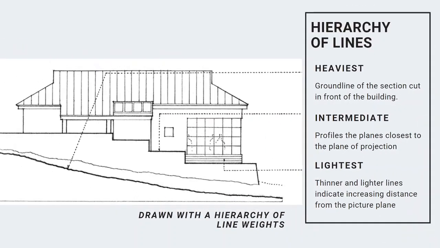Okay, so same as the plan views, naapod ta hierarchy sa atong lines ani nga drawings. So when we say the heaviest lines, these are the ground line of the section cut in front of a building. Next would be the profiles. Next would be the plane which is closest to the plane of projection. And the lightest ang magkalayo. So magkalayo ta sa building, magkahanap pod ang atong line.